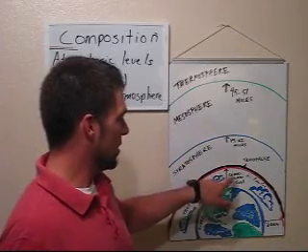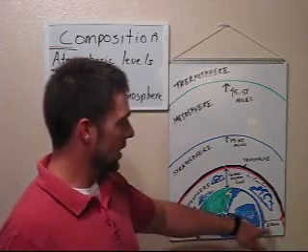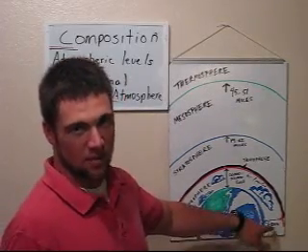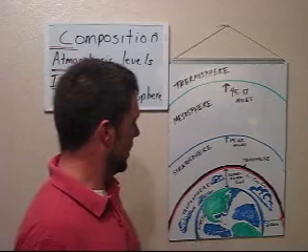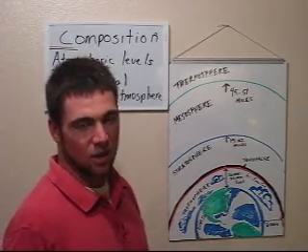At the poles it can be 20,000 feet above the Earth's surface. At the equator it could be up to 60,000 feet above the Earth's surface. And it varies with seasons. It's higher in the summer and lower in the winter.